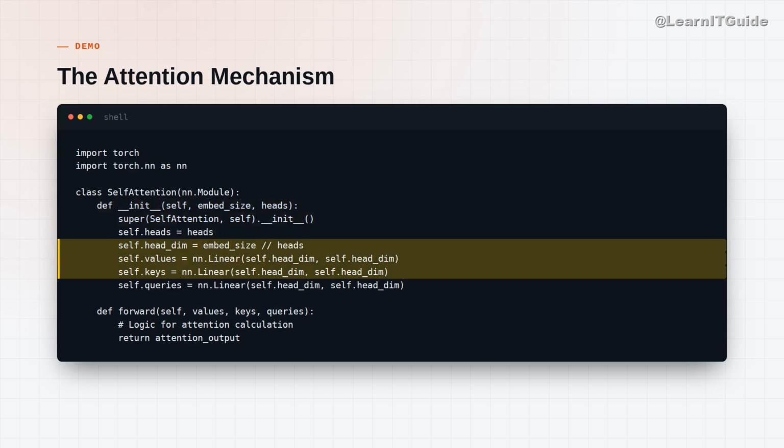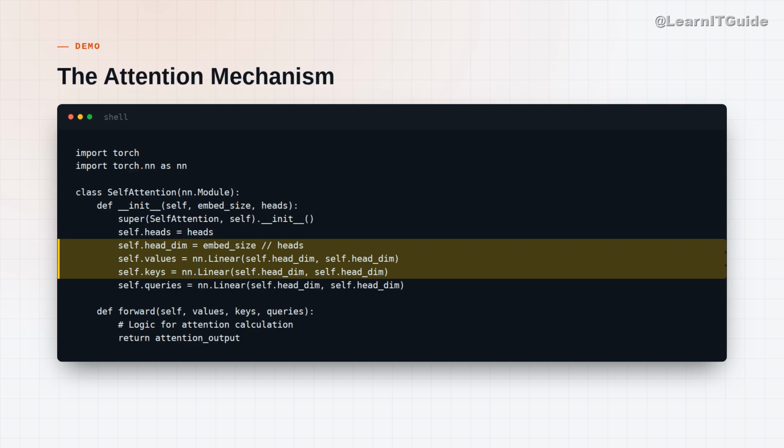Then, on lines 8 through 10, we create the linear layers for keys, values, and queries. These are the matrices that the model learns to focus its attention. Without these, the model would just be a static calculation. This code sets up the structure so we can process different parts of the sentence in parallel. It is simple but extremely powerful.